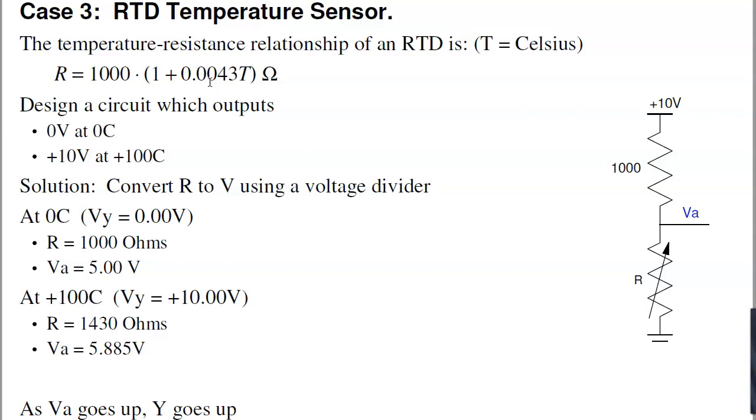If I want to convert this to voltage, I want to go from 0 volts to 10 volts as I go from 0 to 100 degrees C. What I need to do is first convert resistance to voltage. That's the voltage divider. Here, kind of arbitrarily, I chose 1,000 ohms.